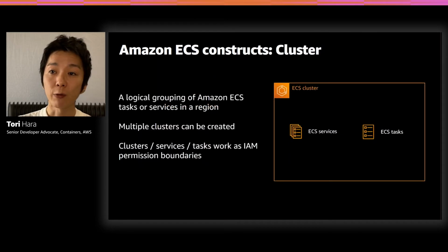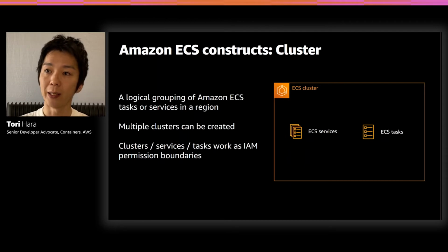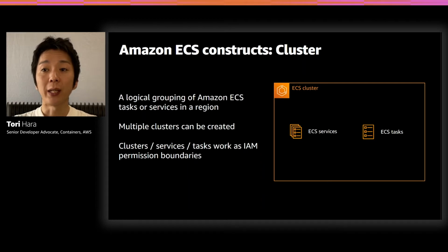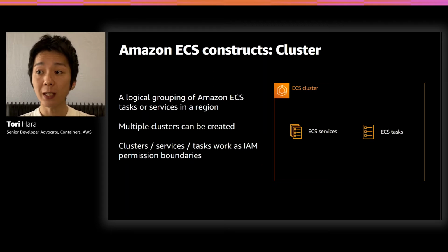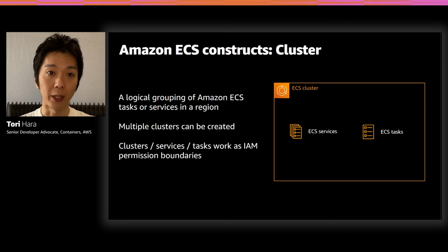And finally, there is the cluster in Amazon ECS. This is a logical group of ECS resources like ECS tasks and services in an AWS region, and it can work as IAM permission boundaries. We're going to cover it later. So okay, now you know that an ECS task is the smallest deployable unit in ECS. So let's make sure that you can run your Amazon ECS tasks securely to start with.